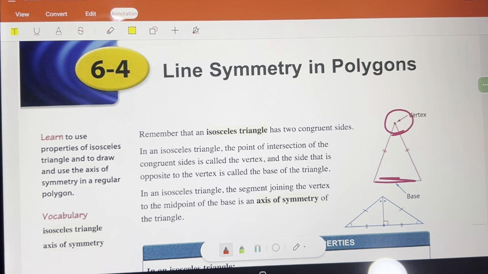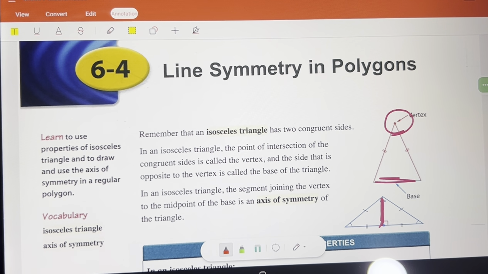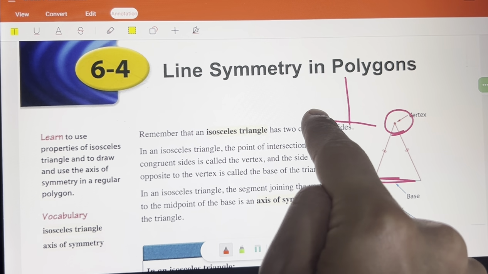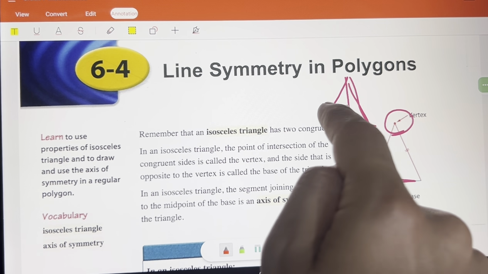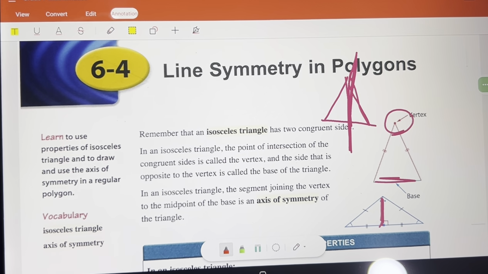Whenever I have an isosceles triangle, the segment joining the vertex, this part, to the midpoint of the base is an axis of symmetry of the triangle. In other words, anything that can cut a shape or an object into halves will be called a line of symmetry or axis of symmetry.